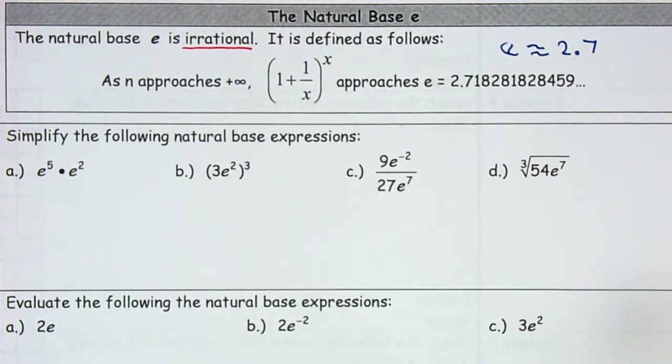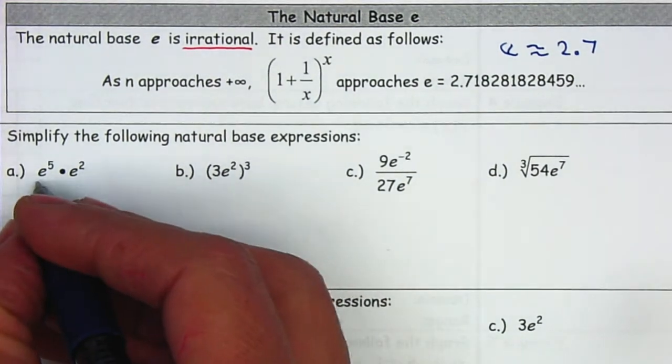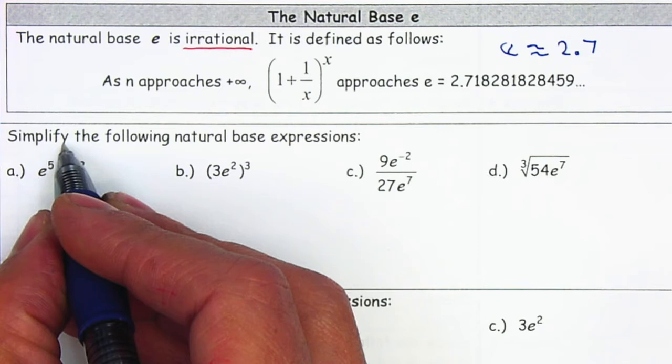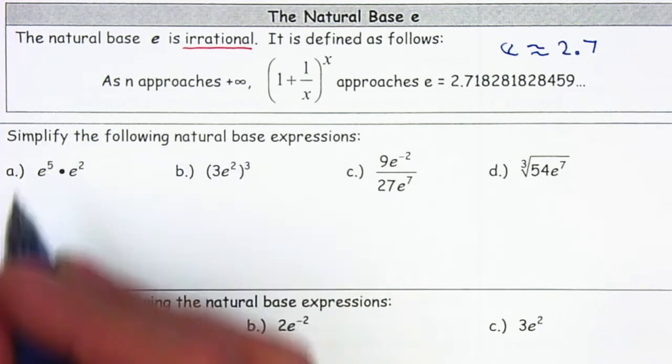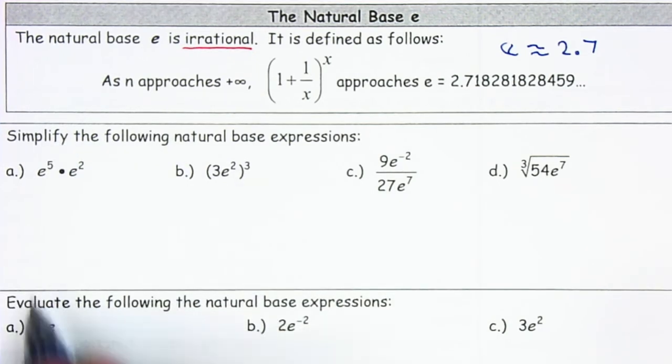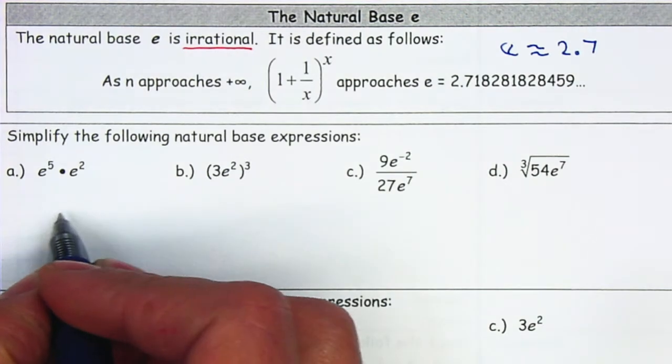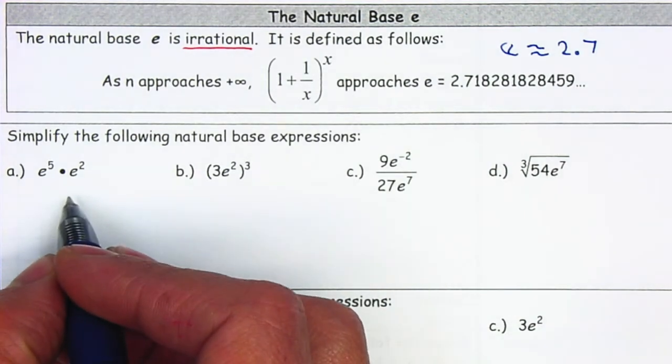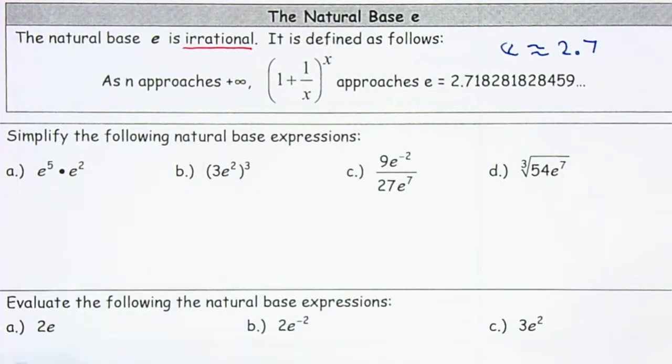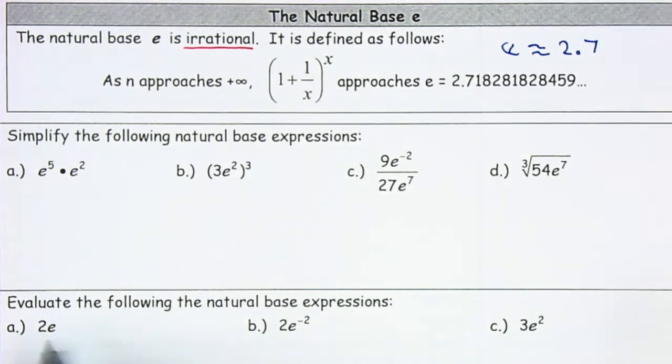Now, on example number 1, we're going to be dealing with e as if it was a variable. We just need to simplify. We don't need to evaluate. The difference between simplifying and evaluating is that when simplifying, your answer will be with an e. Here, we're actually going to substitute 2.7 for the letter e.